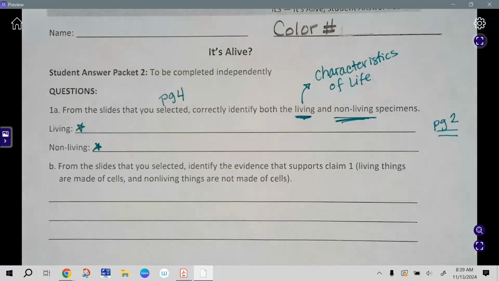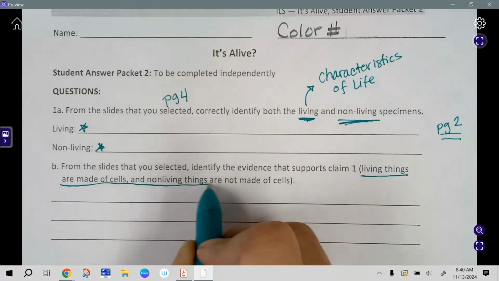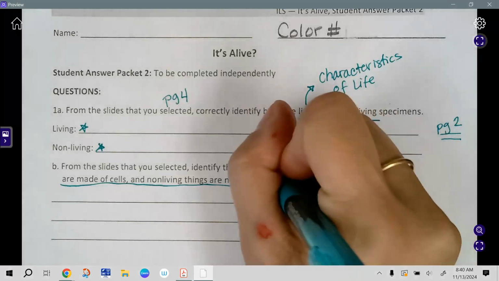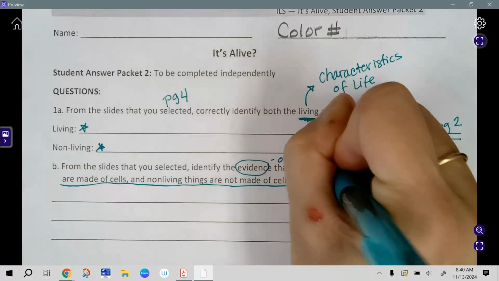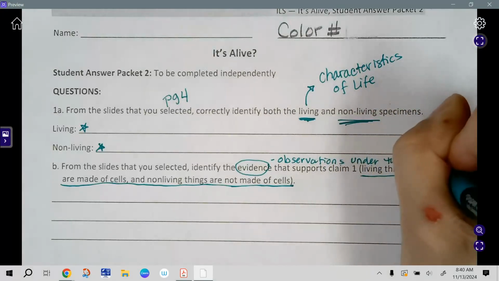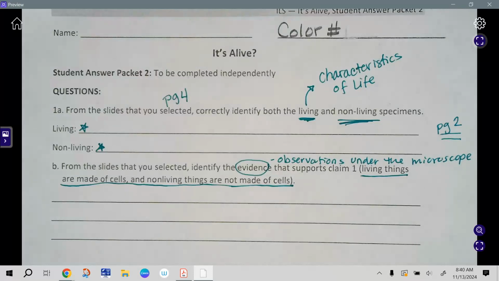All right, B, from the slides you've selected, identify the evidence that supports Claim 1. Claim 1 is living things are made of cells and non-living things are not made of cells. So we talked about this. Our evidence are going to be our observations under the microscope. So what observations did you observe? Okay, so let's go through what this sentence should look like.